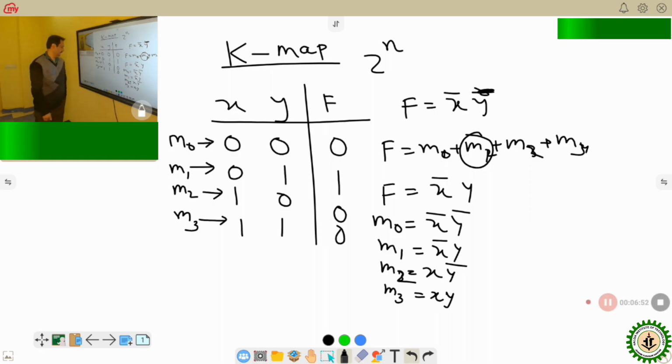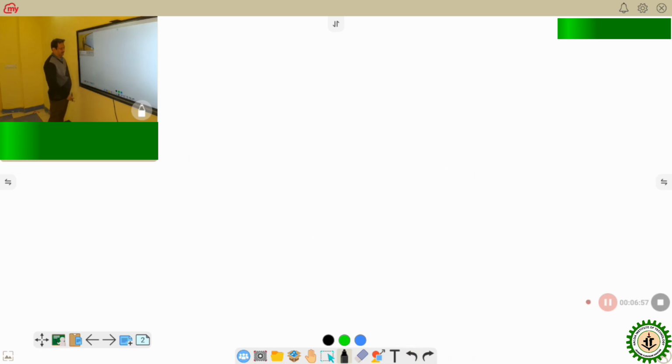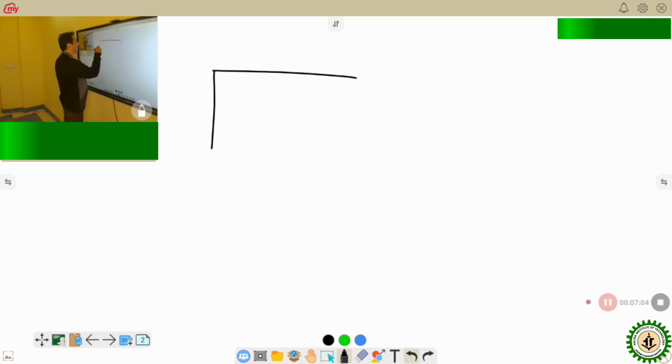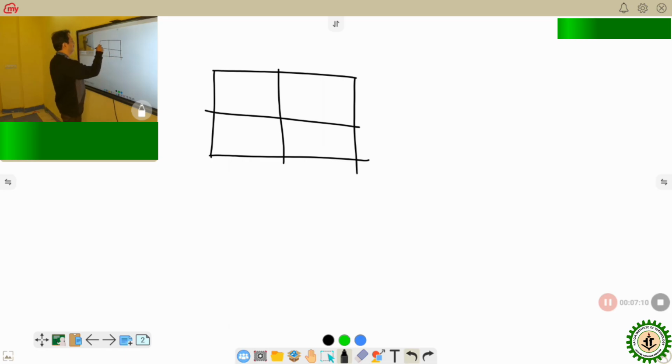Okay. Next one, I'll discuss the two variable K-map. Two variable K-map means four possible combinations. So there are four elements, 1, 2, 3, and 4, and one input is X, another input is Y. Since it is a binary number, this X is either 0 or 1, and Y is either 0 or 1.